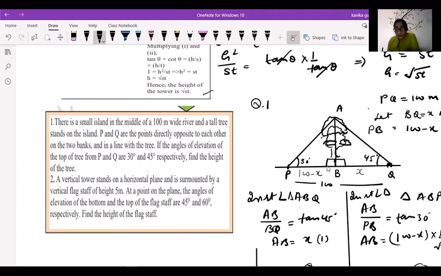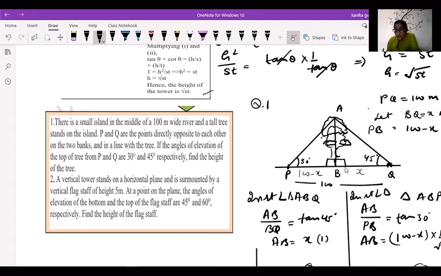Now given this is a river and B is the point where the island is, and here this is the tree. Now you have to find this height of the tree, and P and Q, any 2 points, are directly opposite to this tree AB. So angle APB is 30 degrees and angle AQB is equal to 45 degrees, that is given to you, and the total width of the river is 100 meters.